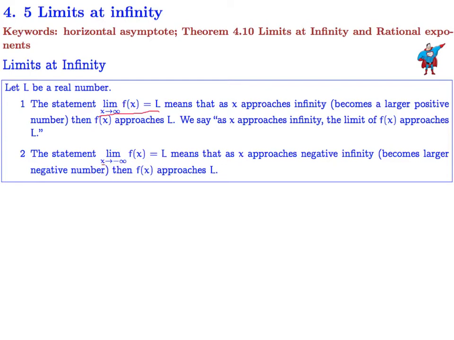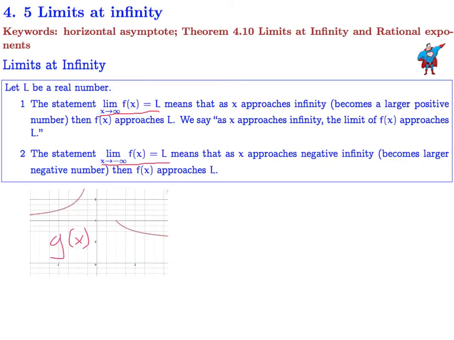Similarly, we can go far to the left on our graph using large negative numbers to say that as x approaches negative infinity, becomes a larger negative number, then f of x approaches L as well. So if we look at the example below of the graph g of x, it's kind of hard to tell what's happening to this function as we go really far to the right, that is positive infinity, or really far to the left, negative infinity.